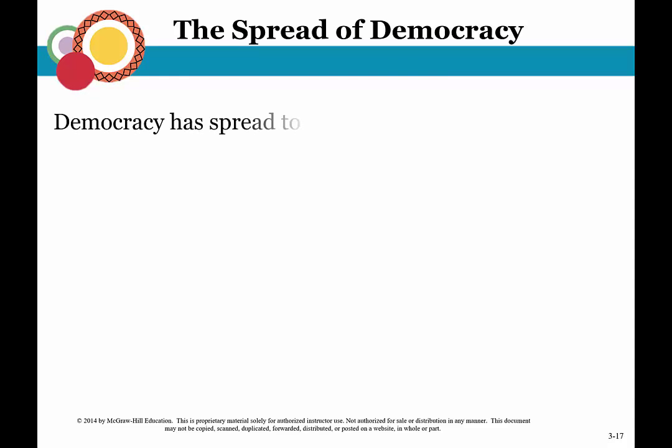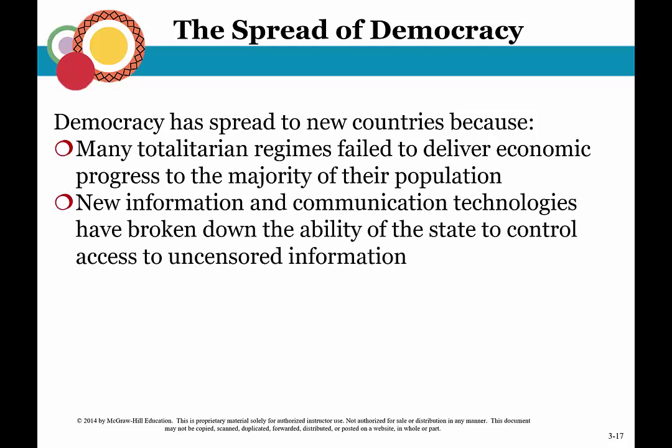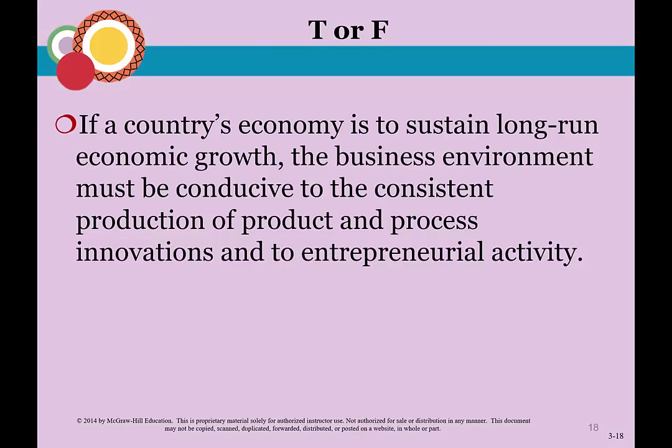Democracy has spread to new countries, largely because many totalitarian regimes failed to deliver economic progress to a majority of their population. New information and communication technologies have broken down the ability for the state to control access to uncensored information. And economic advancements of the last quarter century have led to the emergence of increasingly prosperous middle and working classes who push for this democratic establishment, as we've talked about.